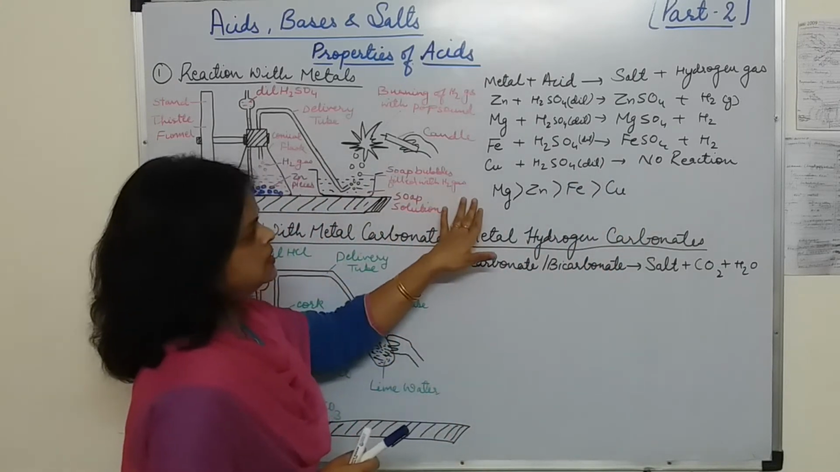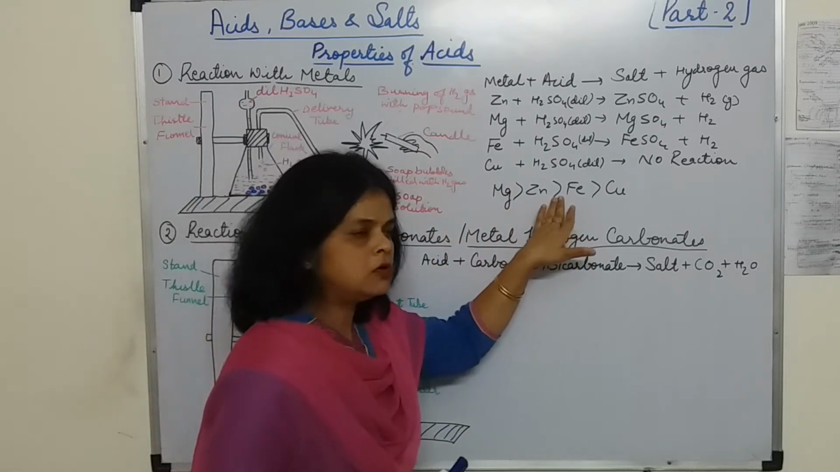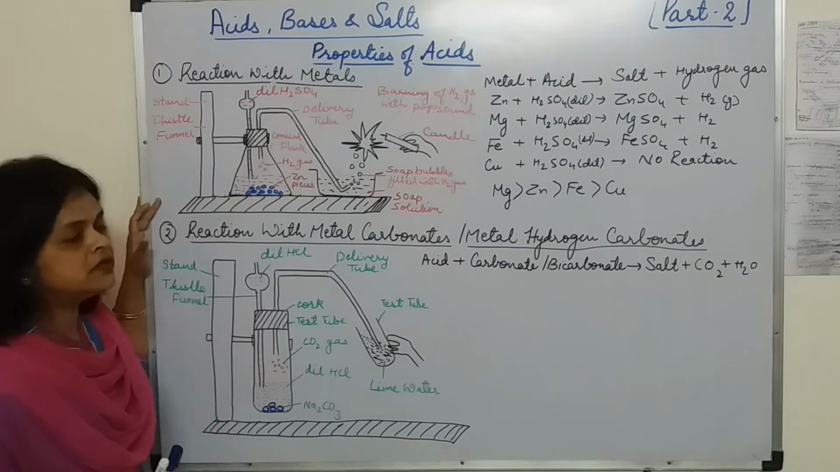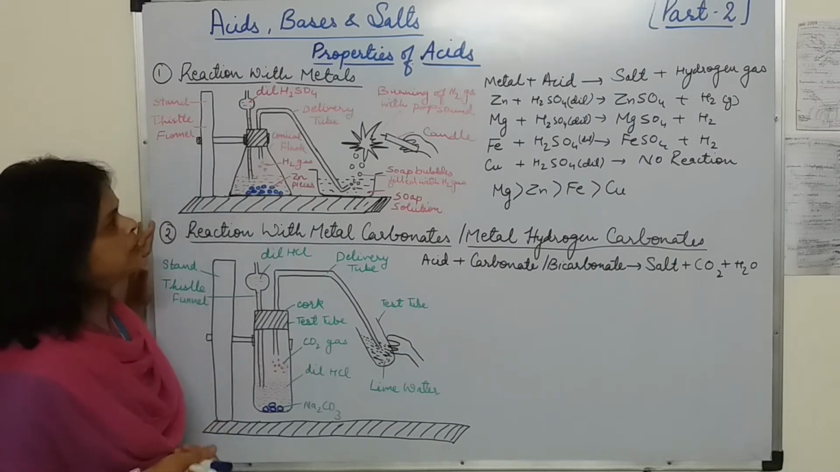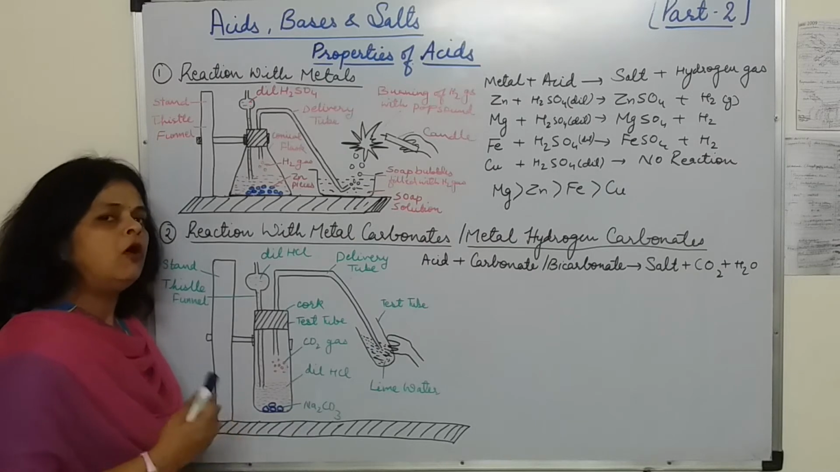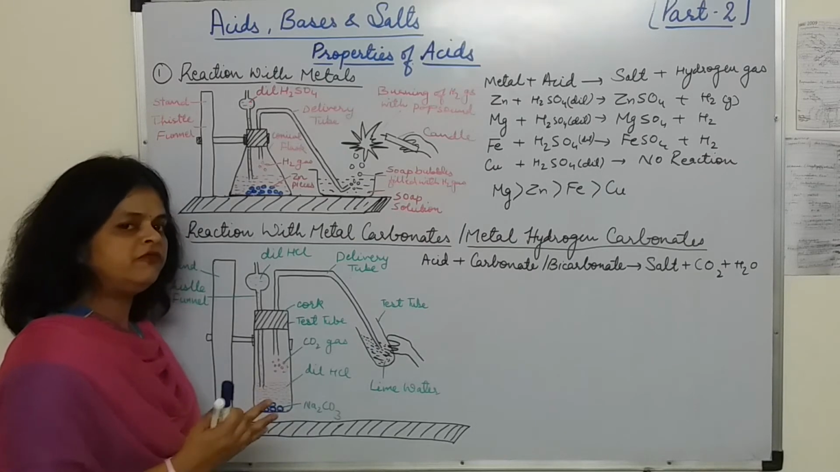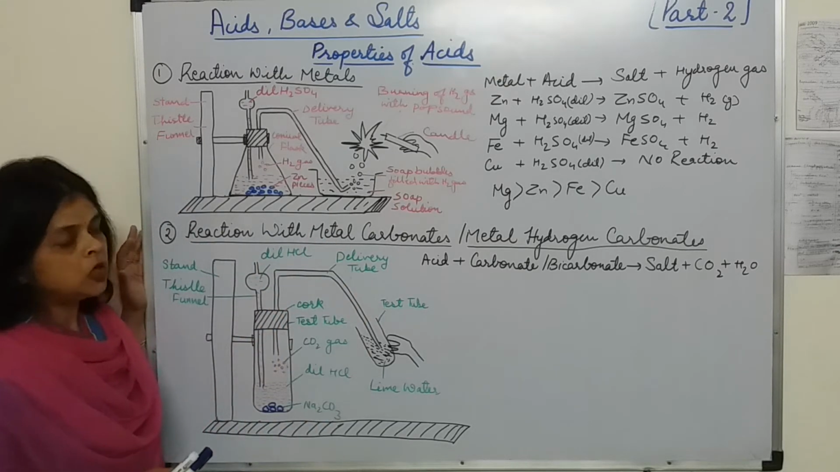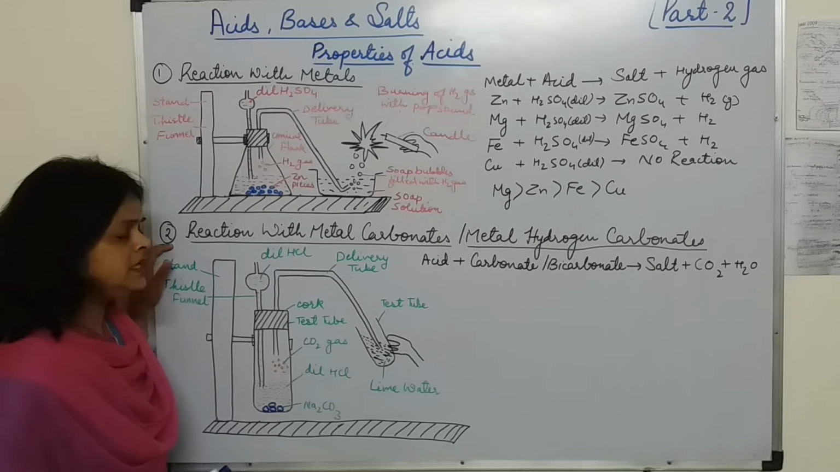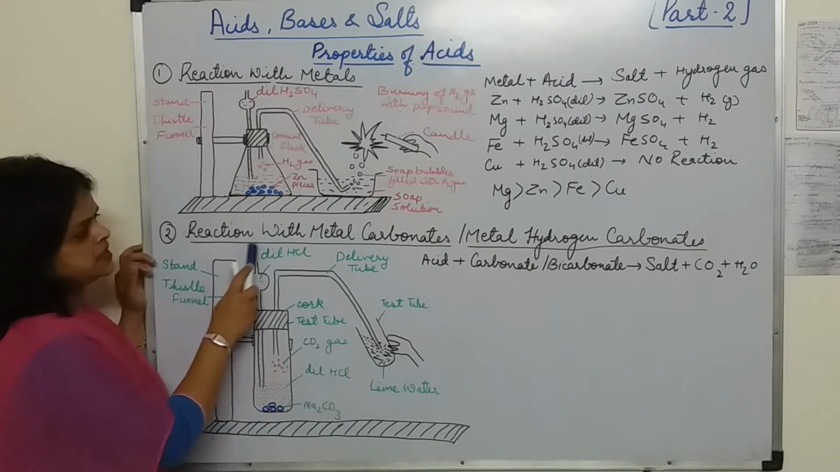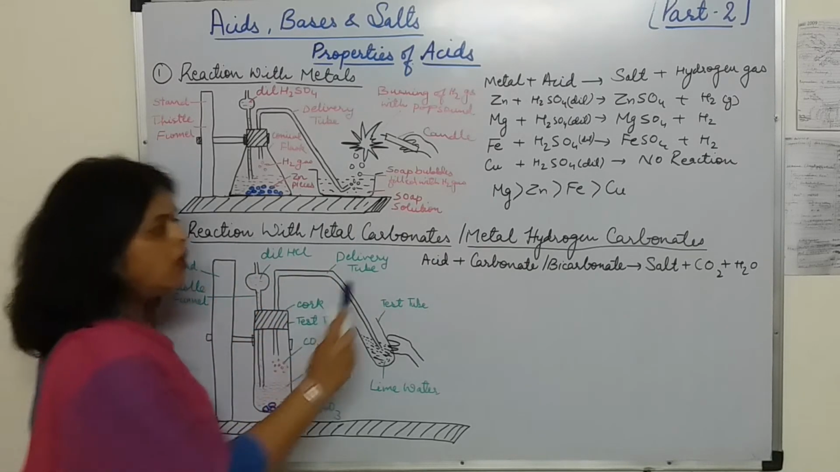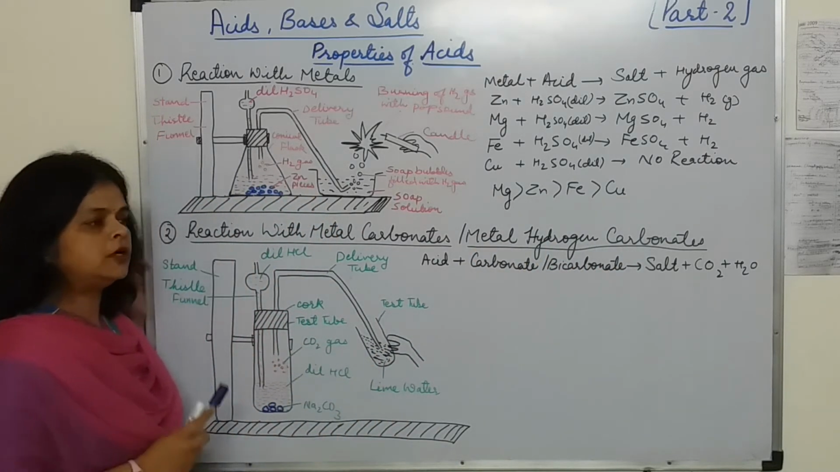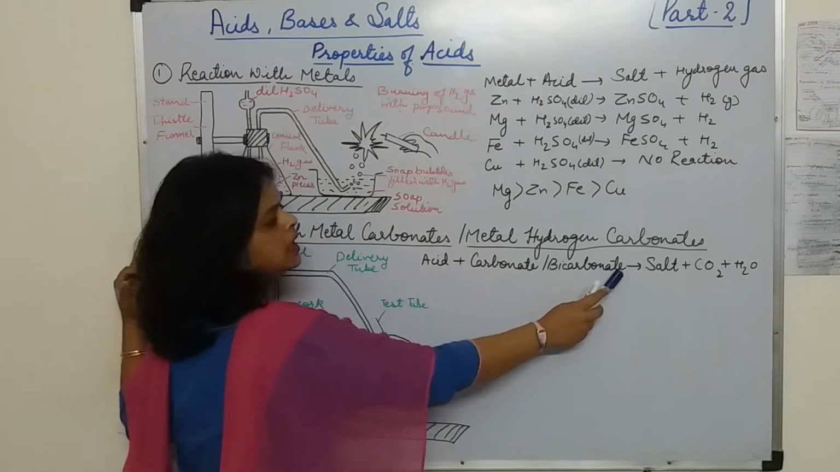So here we can see that the reactivity of metals can also be detected by making them react with the acid. So this was the first chemical property of metals. Whenever acids combine with metals, they form hydrogen gas along with the formation of salt. Now the second reaction: acids with metal carbonates or metal hydrogen carbonates. Students, metal hydrogen carbonates are also termed as bicarbonates.